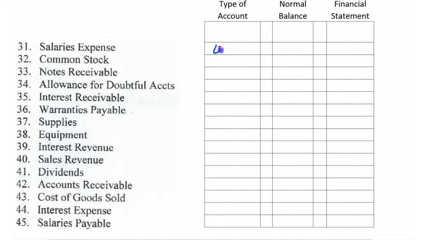Salaries expense is an expense account, and all expenses are debit balances, and all expenses are on the income statement. Common stock is an equity account, and it has a credit balance, and it goes on the balance sheet.